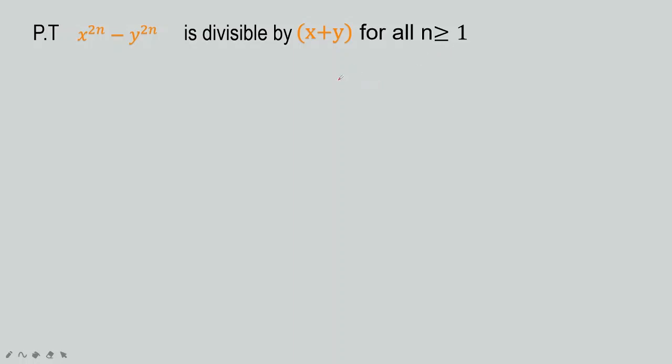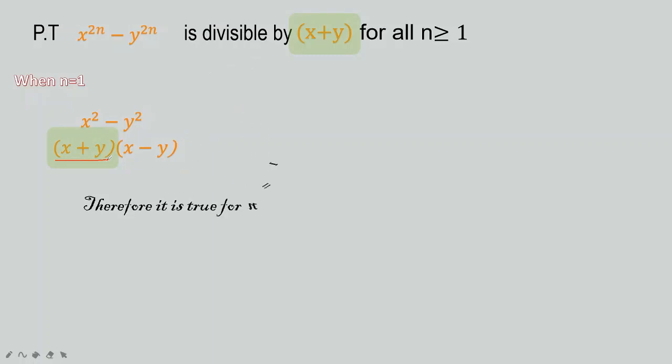Okay. So again, let us check what happens when n is equal to 1. When n is equal to 1, we get x to the power 2n minus y to the power 2n. Substitute n is equal to 1, you get x square minus y square. Now a square minus b square is equal to a plus b into a minus b. So that x square minus y square is equal to x plus y into x minus y. So therefore we see an x plus y here. So that is a factor. So therefore it is true for n is equal to 1. It means this whole thing is divisible by x plus y.